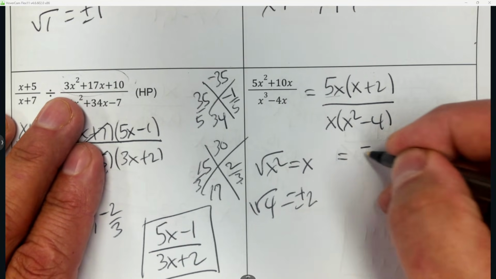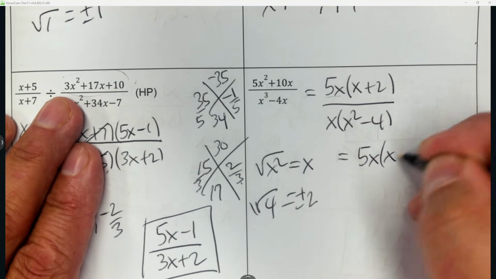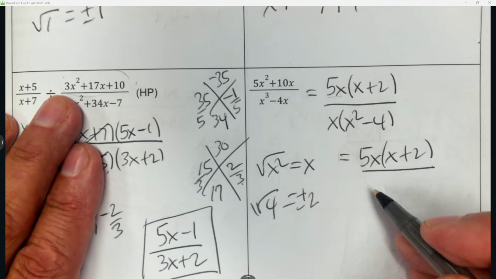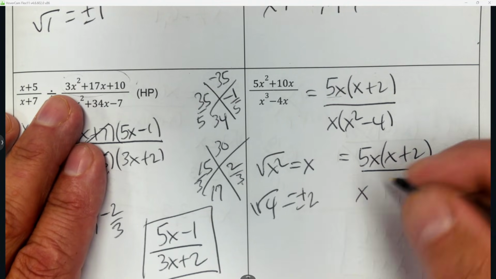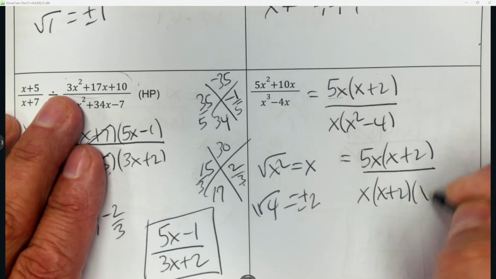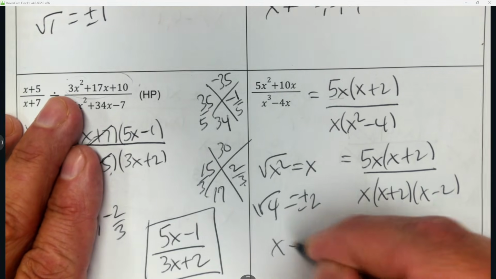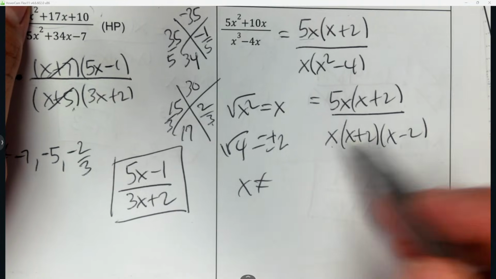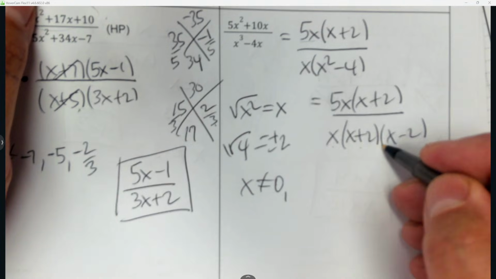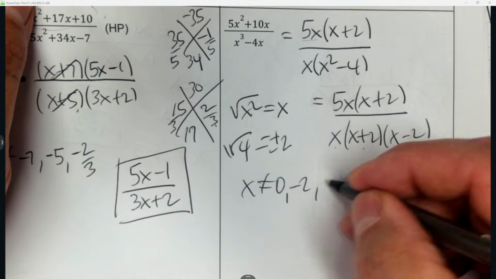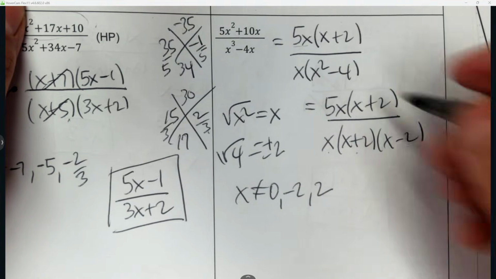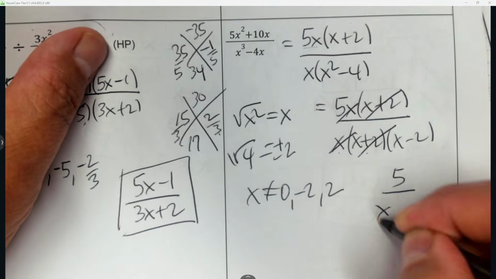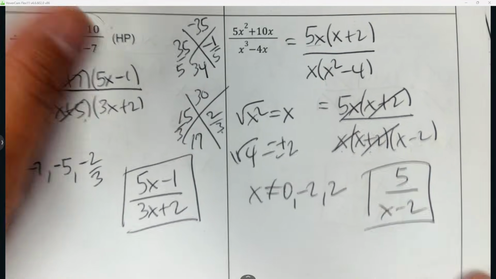Now we go back to the fraction. So we have 5x, x plus 2. Now in the denominator I have x, and then x plus 2, x minus 2. Now we're going to write down what x cannot equal. So looking at the denominator, it's 0, negative 2, and positive 2. We match and cross out, we match and cross out, and then you're left with 5 over x minus 2.